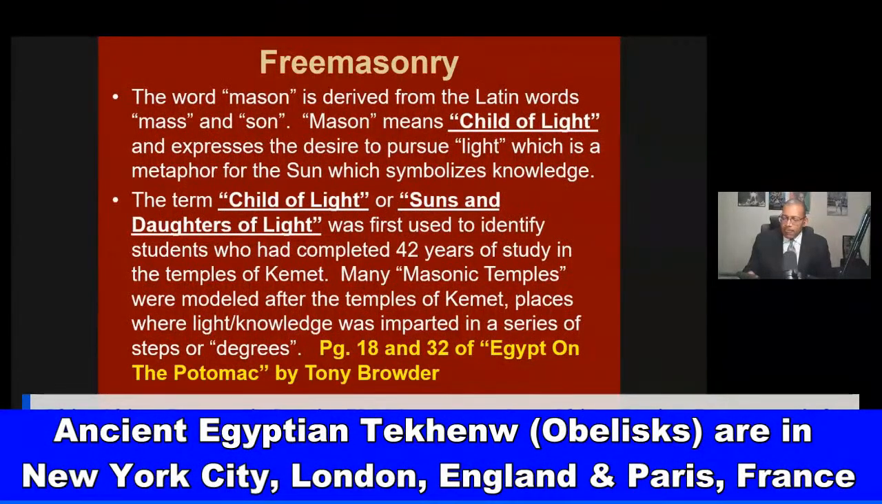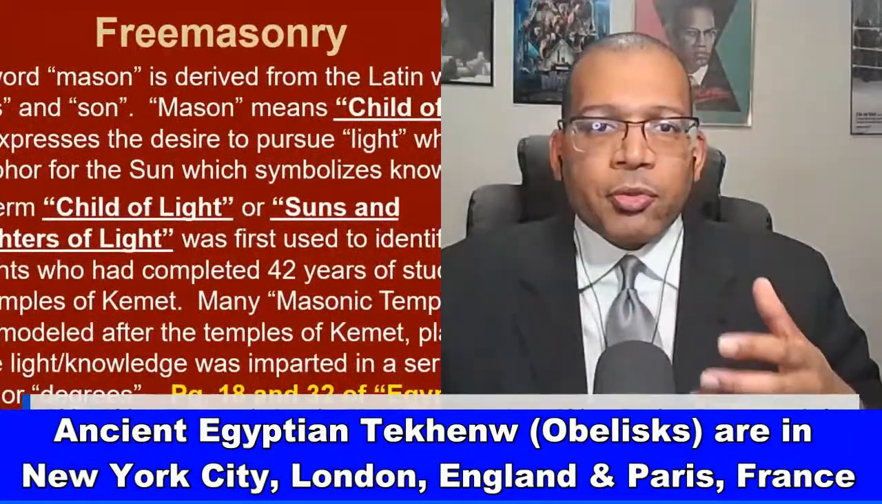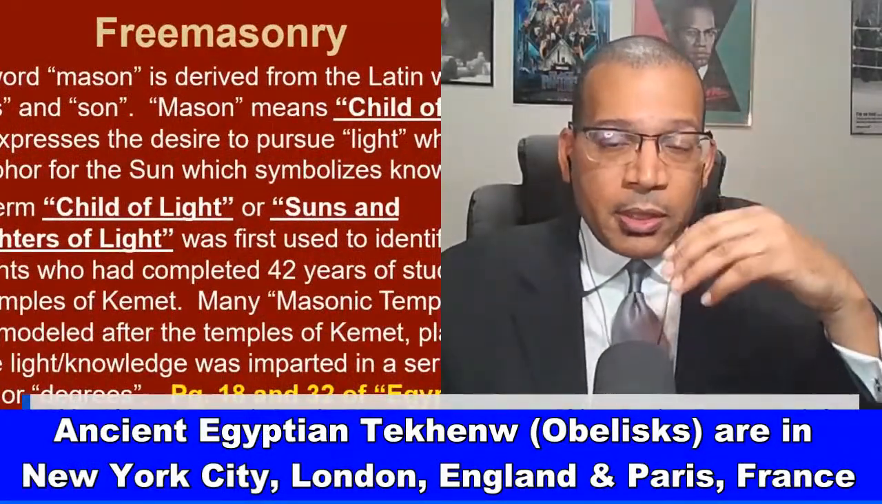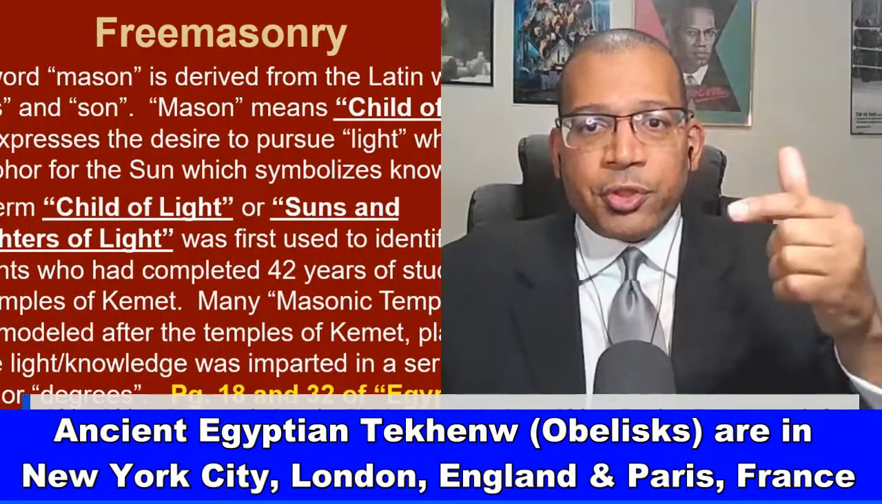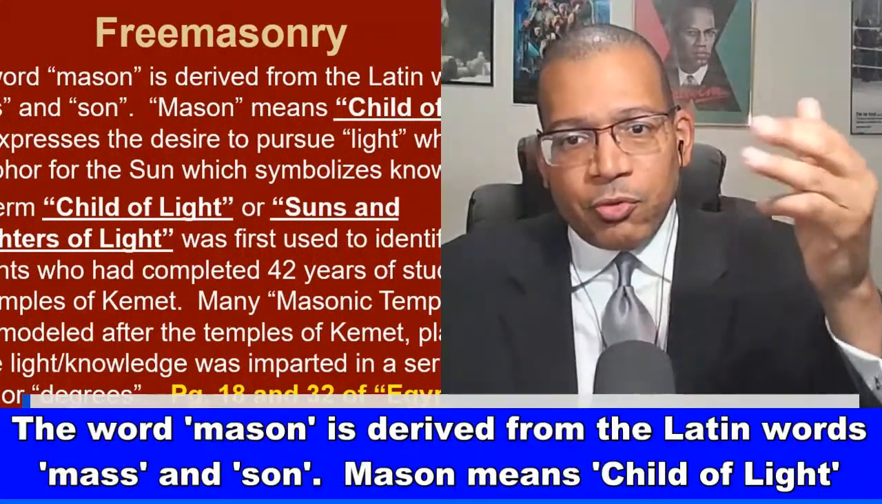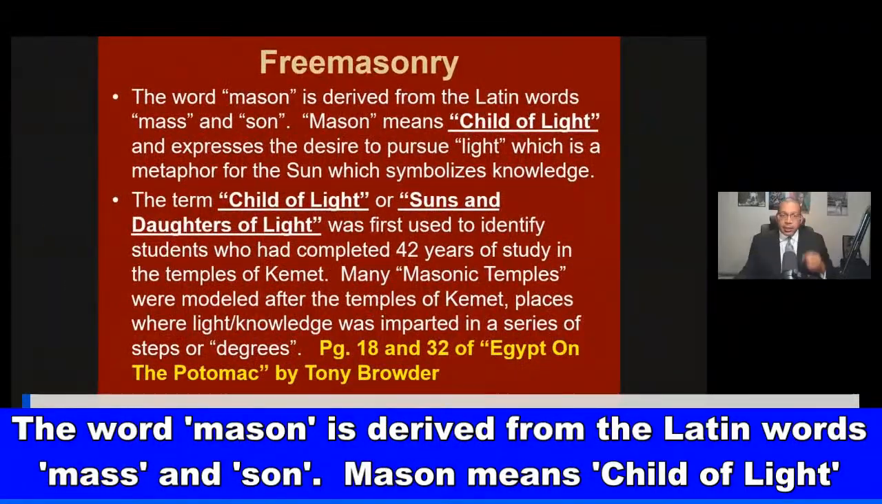And George G.M. James talks about this in the book Stolen Legacy. He talks about the 7 liberal arts and the concept of going to an institution of higher learning and getting your credentials in a series of steps, in a series of degrees: associate's degree, bachelor's degree, master's degree, PhD. That comes out of the Nile Valley region of Africa also. Read Egypt on the Potomac by Tony Browder, pages 18 to 32.